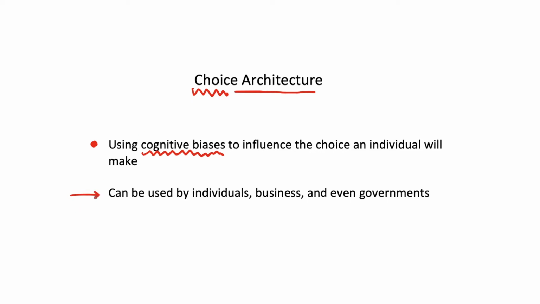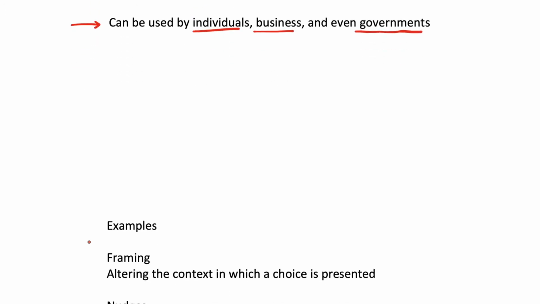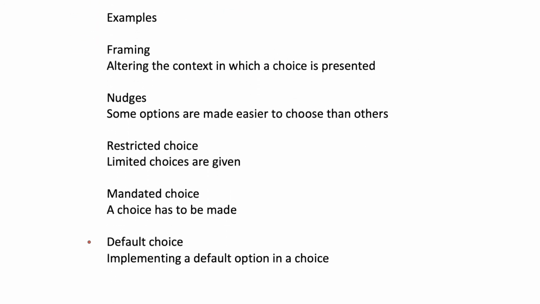So this can be used by individuals, so you and I, if you could use some of these techniques if you're trying to make someone choose something in particular, but it's also used by businesses and perhaps even more commonly by governments in getting people to choose certain things, or at least to view their options differently and in a way that the government wants them to view their options. So I'll give some examples of the key forms of choice architecture, and hopefully the idea of choice architecture will make a bit more sense once we've gone over the examples.